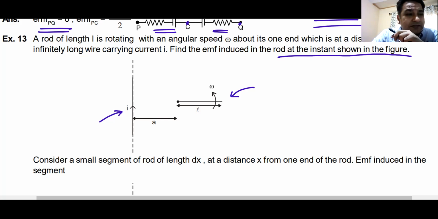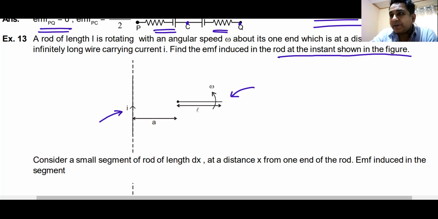You have to understand the difference between this question and the previous question. Remember, I've told you, keep this in mind, that whenever you see an infinite wire, the only reason an infinite wire is given to you is because they want to make the magnetic field non-uniform. Do we understand this? The only reason that they give an infinite long wire is because they want the magnetic field to be non-uniform.